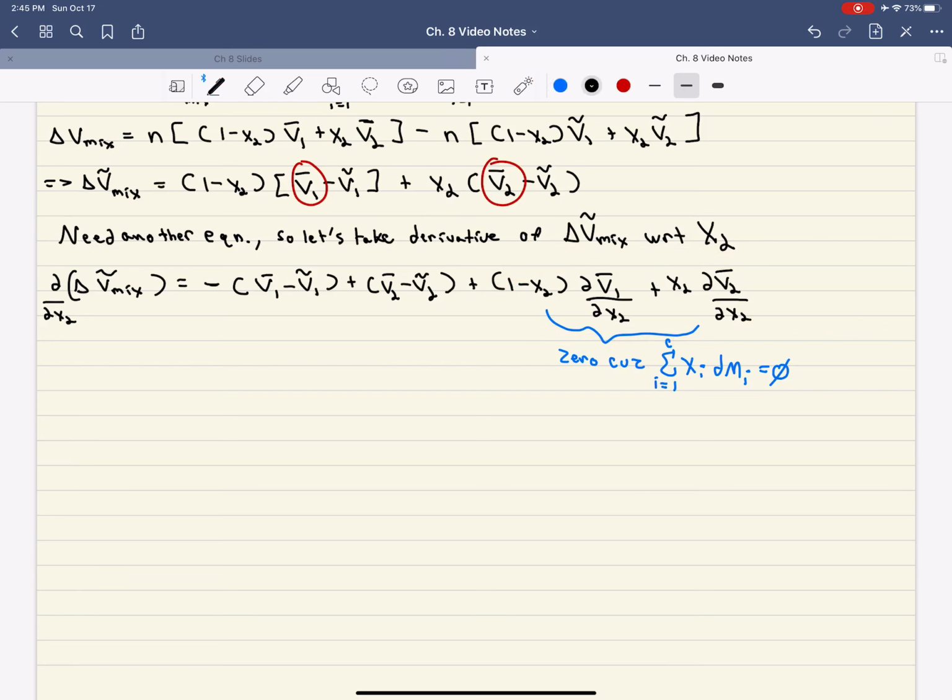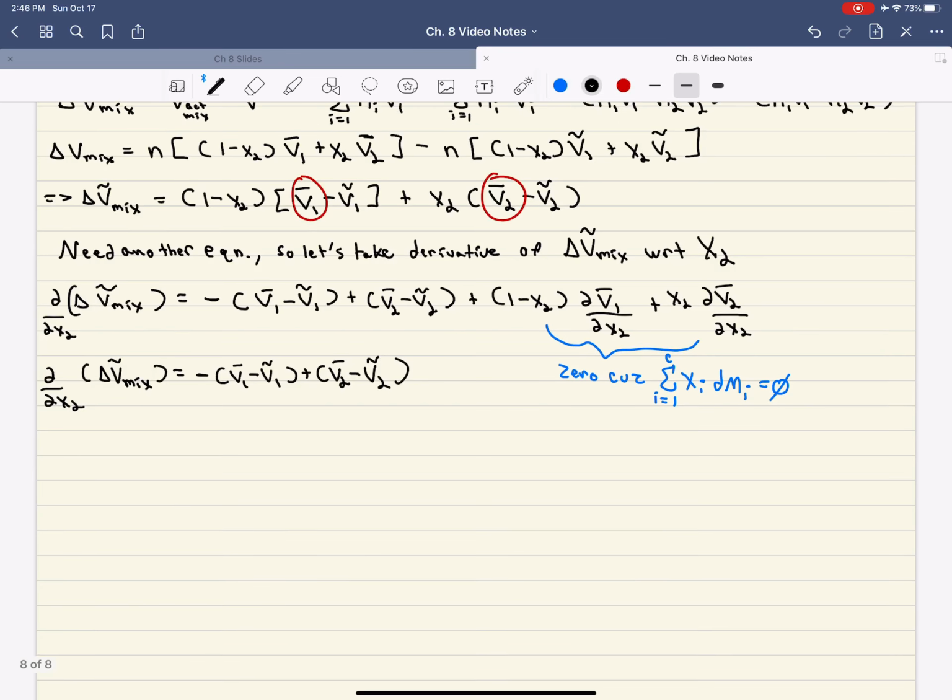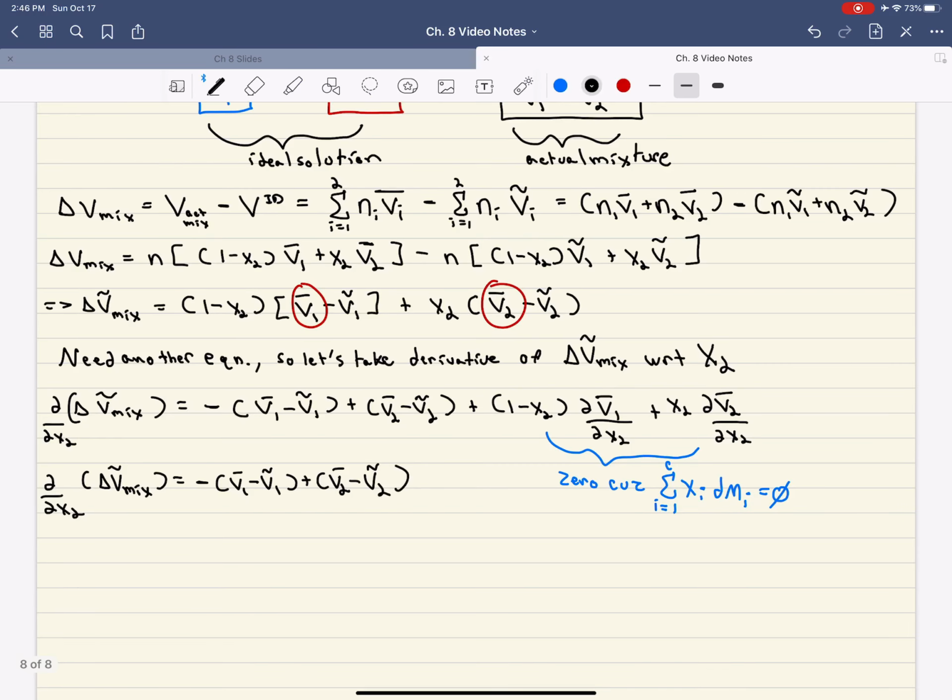And so we get that our derivative, d/dx2 of delta V mix, equals V1 bar minus V1 squiggly plus V2 bar minus V2 squiggly. Okay? And so, if this thing up here was equation 1, I'll call this equation 2.